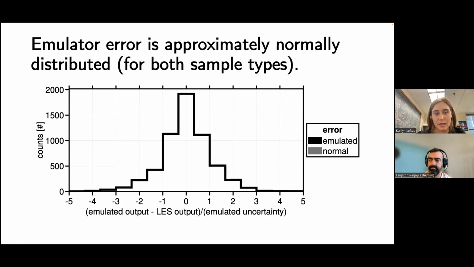And I can add in what a normal distribution looks like. And there's some error bar on that because we are taking a finite number of samples. And we can see that this isn't a perfect normal distribution, but it's fairly close, which suggests to us that the emulator error is doing a fairly reasonable job at characterizing the uncertainty of the emulator's estimation.